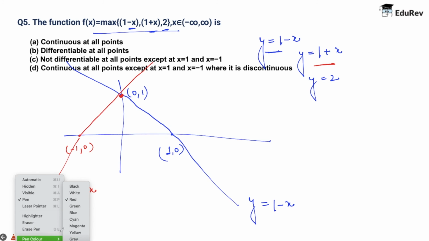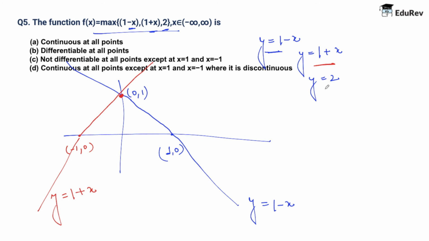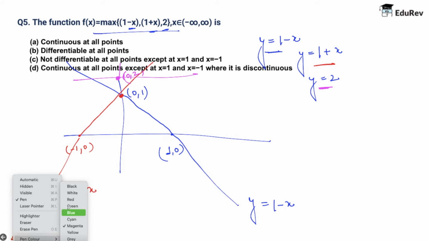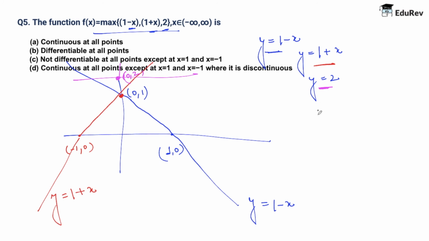Similarly, there is one more graph and we are going to draw that. So this is the graph for y equals 2. Now for y equals 2, it will be like this. That is, this is nothing but (0, 2). Correct. So now I need to find out the maximum of these 3. So how to find out the maximum of 3? It's very, very simple.